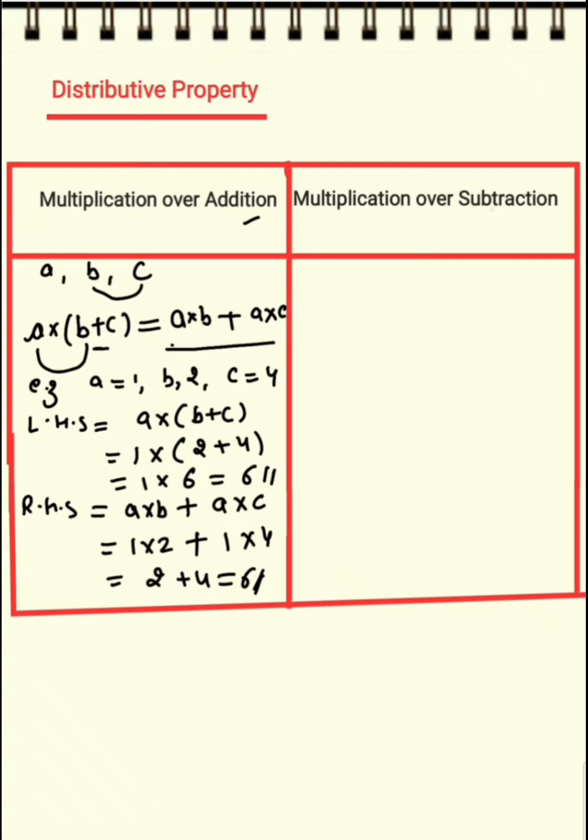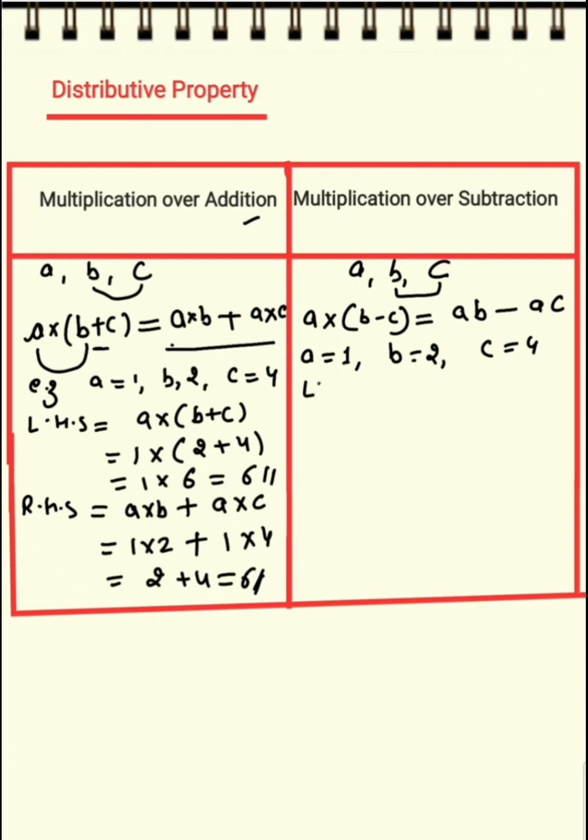So next we'll take multiplication over subtraction. Similarly, here we'll take three numbers A, B and C. Then A multiplied by the subtraction of these two numbers, B minus C, is equal to AB minus AC. Let's prove this. I'll take A equal to 1, B = 2 and C = 4. So left hand side is equal to A into B, which is 2 minus 4, which is equal to A multiplied by this number, which will come minus 2, and when we multiply minus 2 with 1, I'll get minus 2.